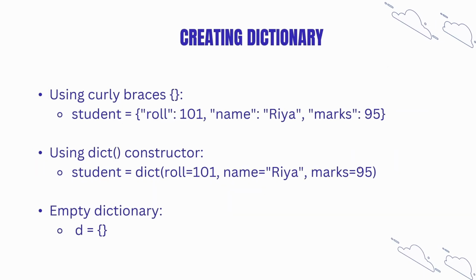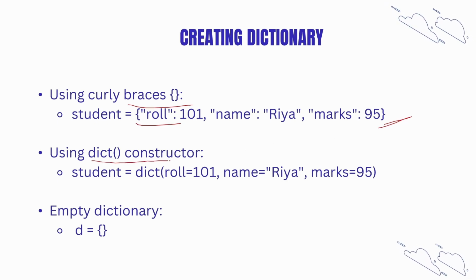Next is creating a dictionary. So this is using curly braces. Here we create dictionaries. Dictionaries are always enclosed inside these curly braces, and these are the key value pairs. Then another way is by using the dict constructor. So we can say student dict, and inside that dict we can give the keys and values in this way, and it will create a dictionary like this. Then we have an empty dictionary. An empty dictionary can be created in this form.